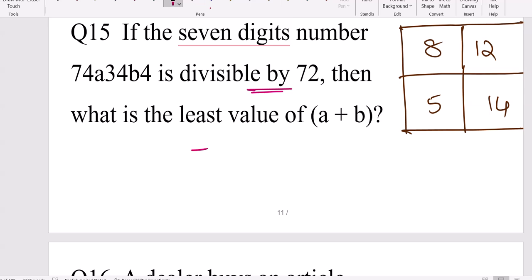72. Now what is the rule? How can you decide whether the given number is divisible by 72 or not? Divide by 12, how to decide first of all? How to decide whether the given number is divisible by 12? Divide by 12. Yes?